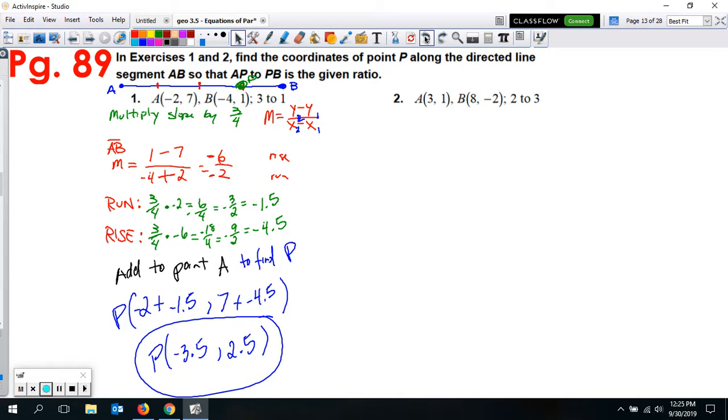So here's what we could do to check ourselves. We could plot these on a coordinate plane and plot the P and just make sure that P is on the segment and it's 3/4 of the way from A to B. That's what we would need to do to check that.